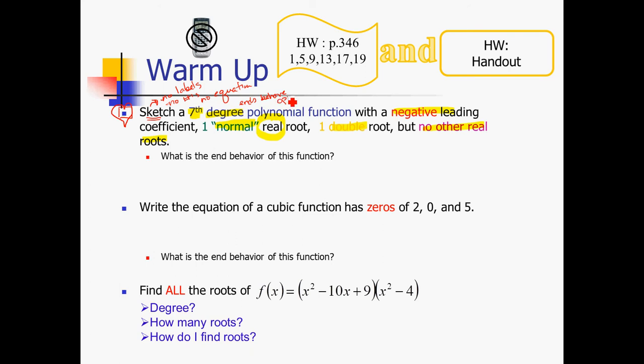Ends behave in an opposite fashion. Negative leading coefficient means that the left end goes up and the right end goes down. A normal real root means an x-intercept where you cross the x-axis. A double root counts twice for x-intercepts. It's technically 2 x-intercepts, but it sits or hangs from the x-axis.